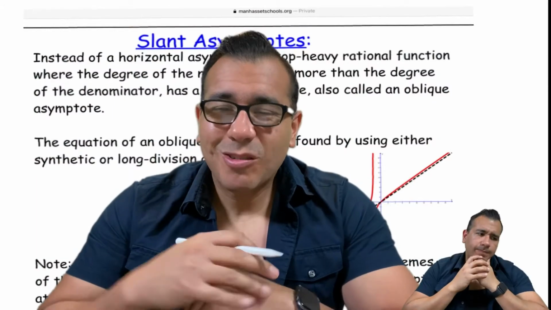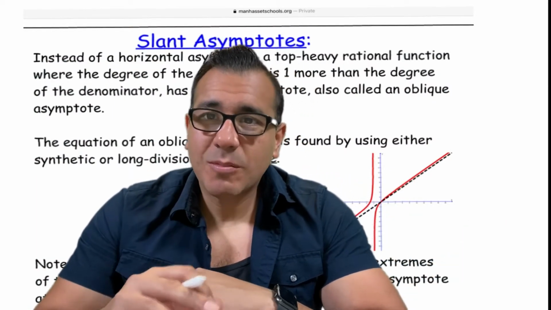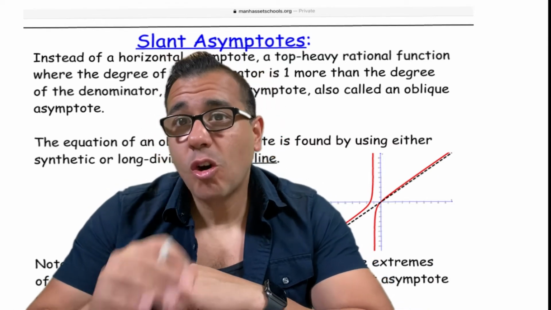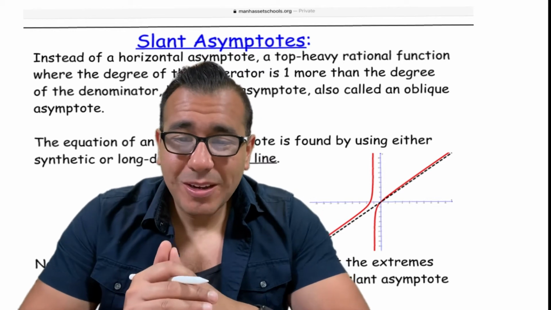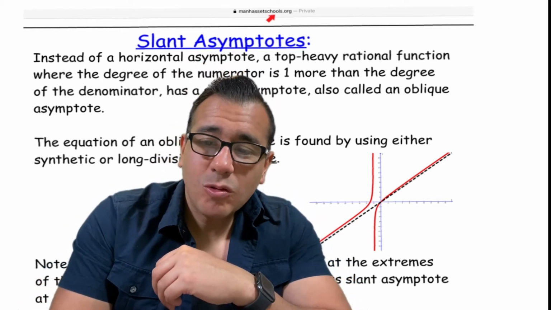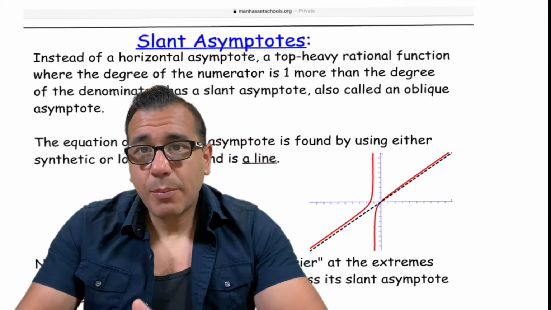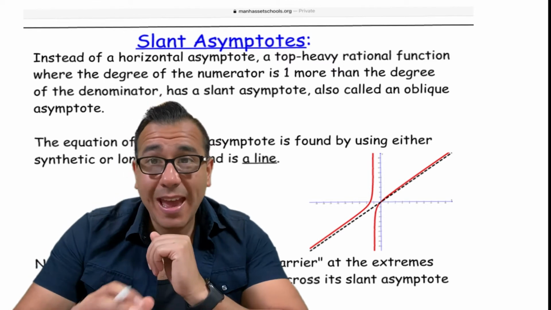All right, mathletes, let's jump in and talk about these slant asymptotes, which are also known as oblique asymptotes. I'm going to use our friends at manhassetschools.org, because they have a classic definition of slant asymptotes.